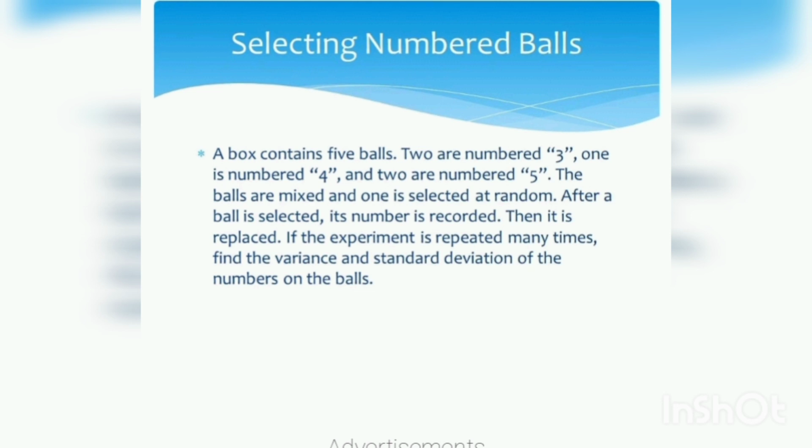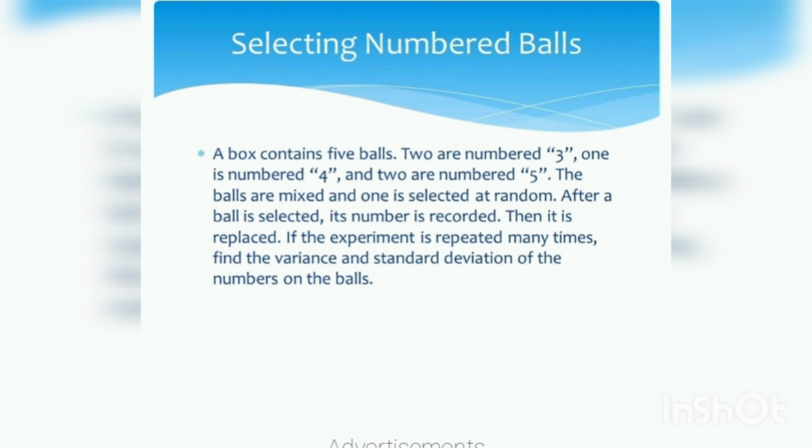Selecting numbered balls. This is also one of the applications. A box contains 5 balls. 2 are numbered 3, 1 is numbered 4, and 2 are numbered 5. The balls are mixed and one is selected at random. After a ball is selected, its number is recorded. Then it is replaced. If the experiment is repeated many times, find the variance and standard deviation of the number on the balls.